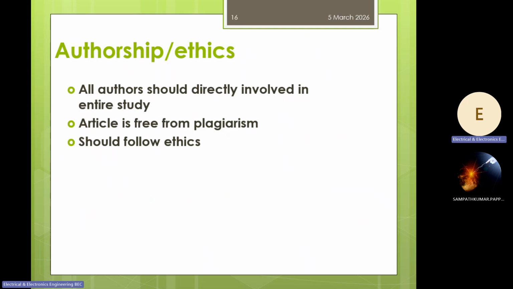And it should be free from plagiarism. Don't copy from others. Just write in your own words and check with Grammarly. There are many sites, right? You can check that way and then follow some ethics.